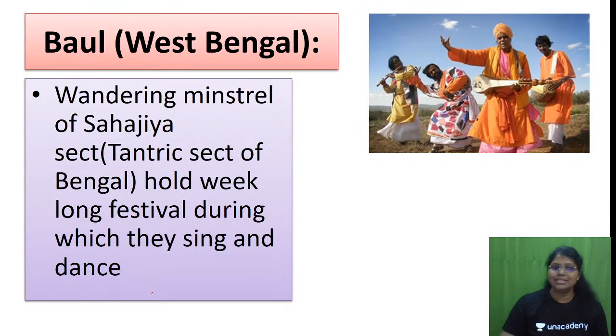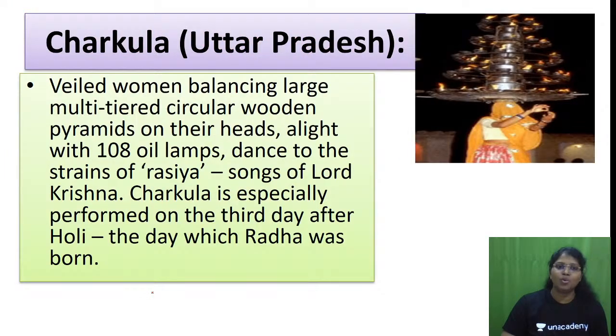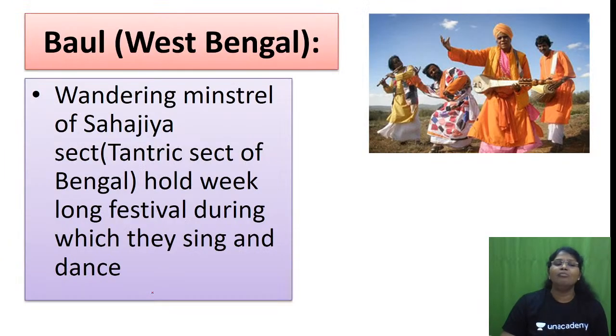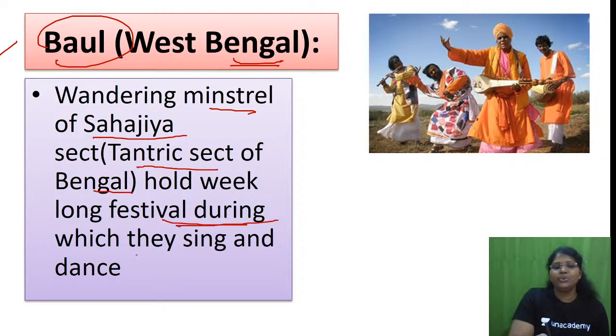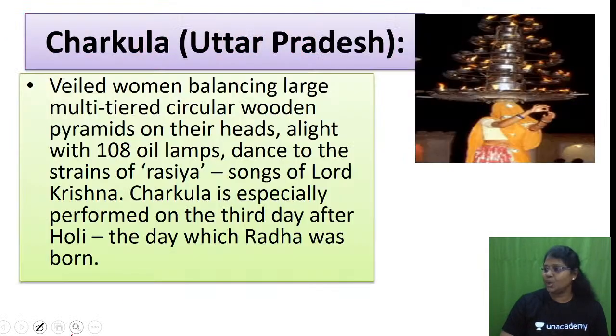I think this is the last. Okay, two more. Yes. Baul, West Bengal. Baul, Bengal. Okay. Wandering minstrels of the Sahajiya sect, a Tantric sect of Bengal. They hold a week-long festival during which they sing and dance happily. Baul, West Bengal. They are also in a circle. Charkula, last but not least, Uttar Pradesh, UP.